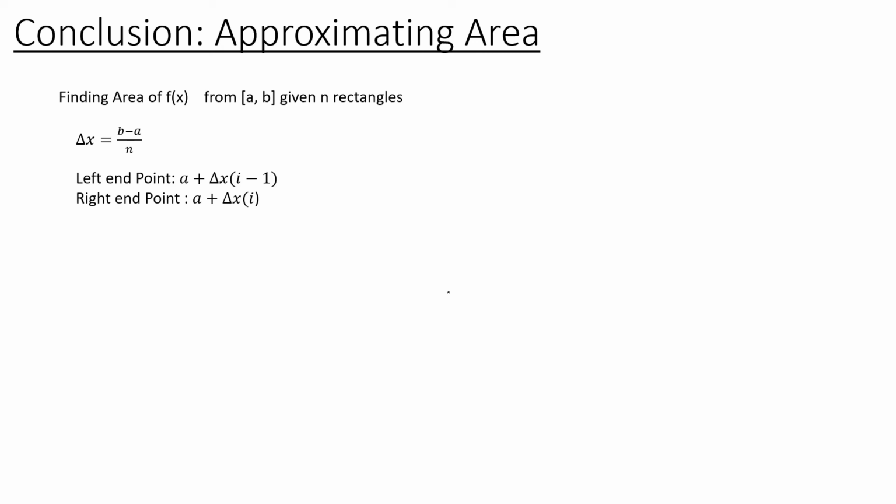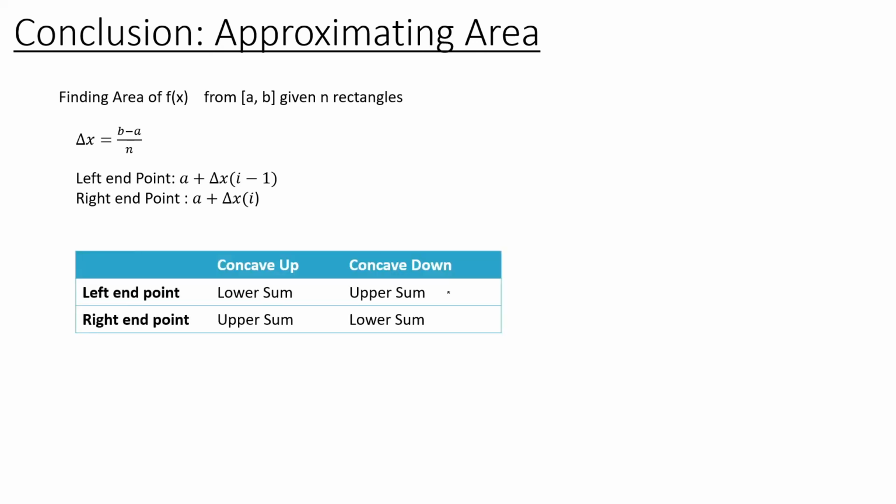And one additional thing that we recognized doing 3 problems was the lower sum compared to the upper sum. If your function is concave up, left endpoint will produce the lower sum, right endpoint will produce the upper sum, which means it's over approximating. Concave down will be the other way around. Left endpoint will produce the upper sum, right endpoint will produce the lower sum, which means you're under approximating.